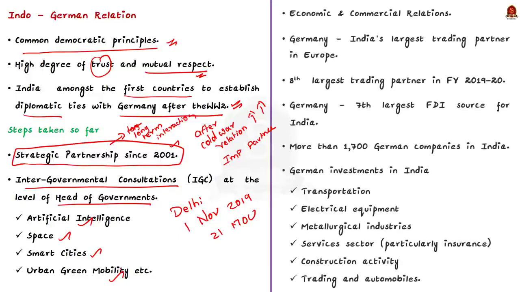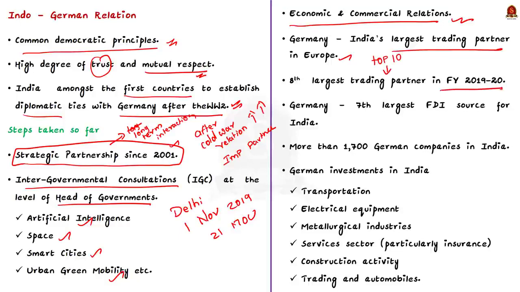Okay. Second is with respect to economic and commercial relations. See, Germany is India's largest trading partner in Europe. It has consistently been among India's top 10 global partners and was the 8th largest trading partner in the financial year 2019-20. Germany is also the 7th largest FDI source for India. The cumulative FDI from Germany to India since April 2000 is over $12.9 billion. As per Indo-German Chamber of Commerce, there are more than 1,700 German companies in India.